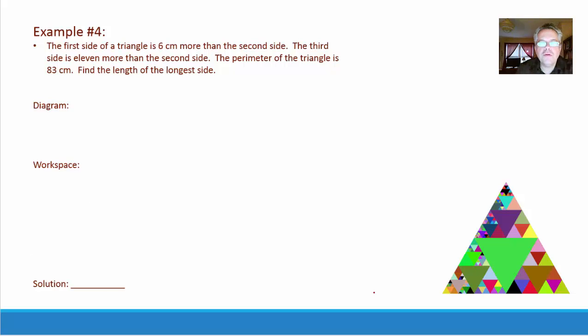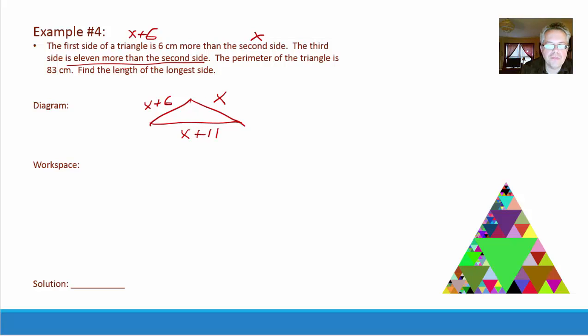So the first side of a triangle is 6 more than the second side. The third side is 11 more than the second side. And then they give us the perimeter. So let's just draw a generic triangle. Okay, first side is 6 more than the second. So let this be the second. 6 more than that would be x plus 6. So I'm letting this one be x. This is x plus 6. The third side is 11 more than the second side. So this was the second side. So that's going to be x plus 11.